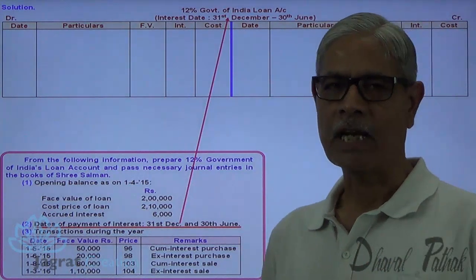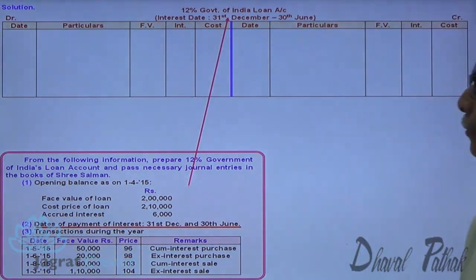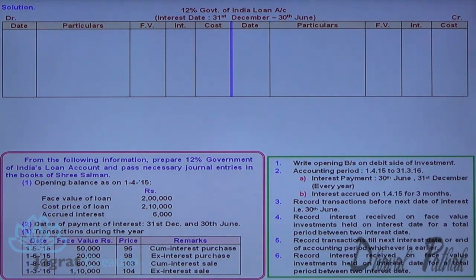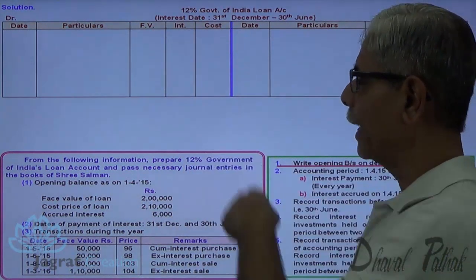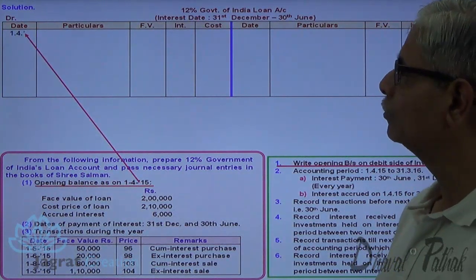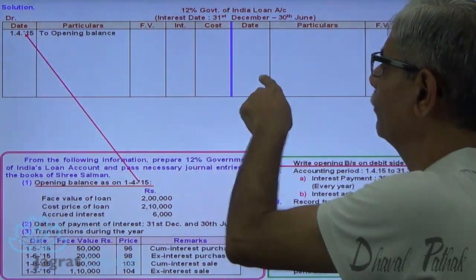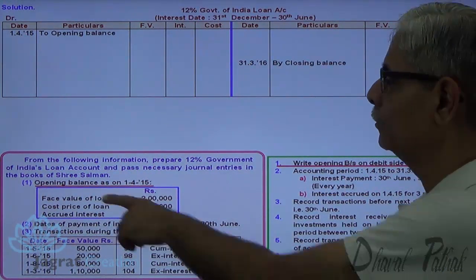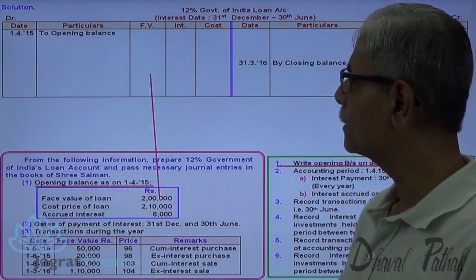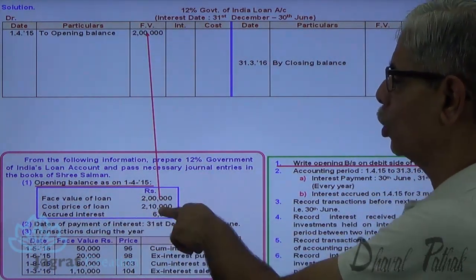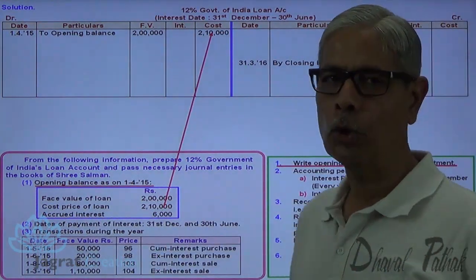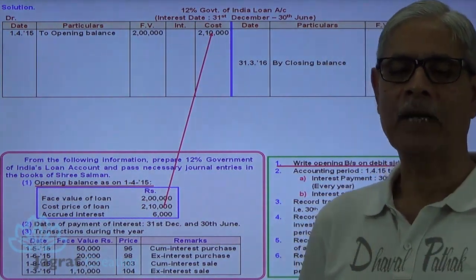Now I want to start with the sum as per the steps prescribed. Here I am going to write down the steps for you. Write the opening balance on the debit side of investment account. Face value will be recorded in the face value column. Beginning of the year 1/4/2015, end of the year 31st of March 2016. So face value 2 lakhs opening balance. Cost price of the loan is 2,10,000, that will go in the cost column. This interest accrued, for which I am required to write the adjustment entry.